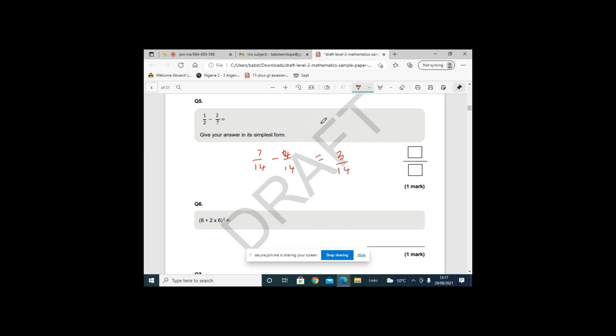Oh, this is the way. Maybe we are used to this method. It will say 1 over 2 minus 2 over 7. They will now draw a line here. This one is the UK way. This is UK way. This is Nigerian way. But to be honest, this second method is probably more beneficial because whichever you do, the most important thing is for you to get it right.